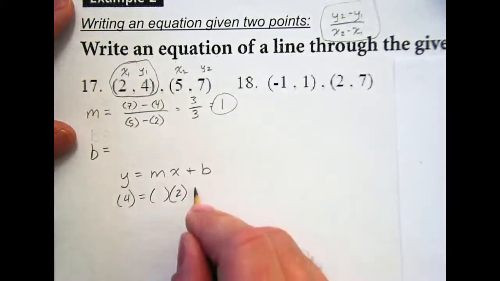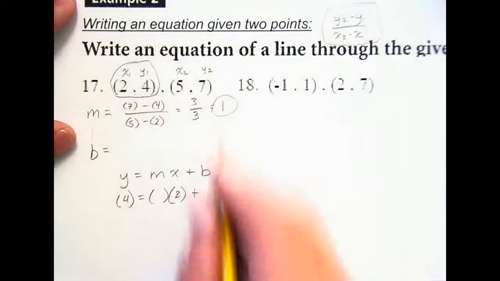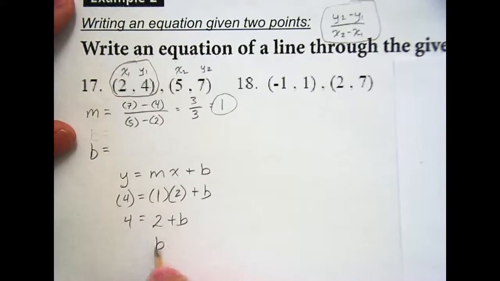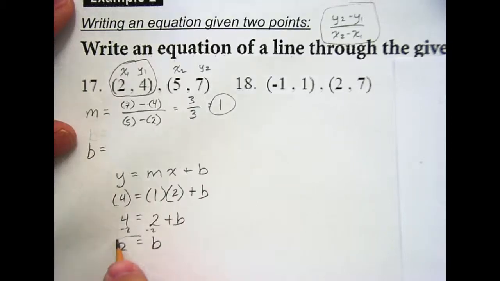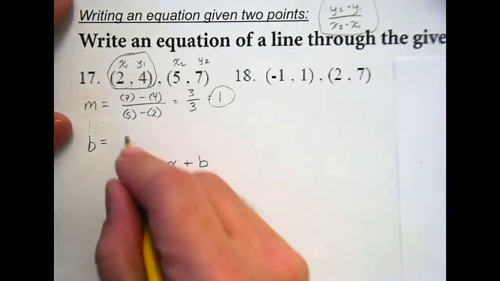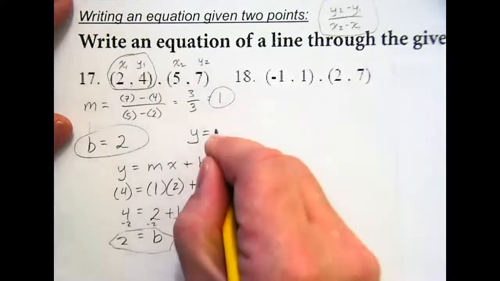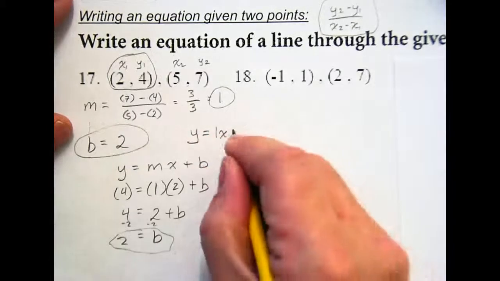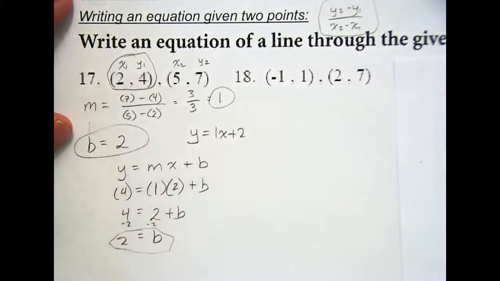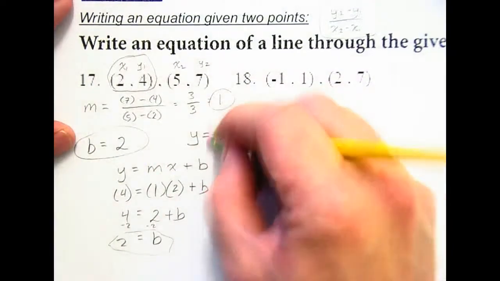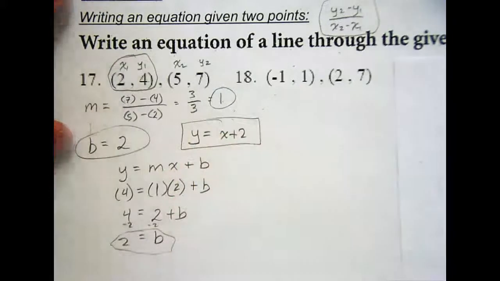So 4 and x is 2. What's m? m is 1, right? So we put our 1 in for m, and we got b, and we solve it. 2 plus b is 4, so b equals 2. So there's our b. So if b is 2, m is 1, we have an equation of y equals 1x plus b, which is 2. Do we have to put the 1 in front of the x? Usually we don't. Just keep it hidden. y equals x plus 2.